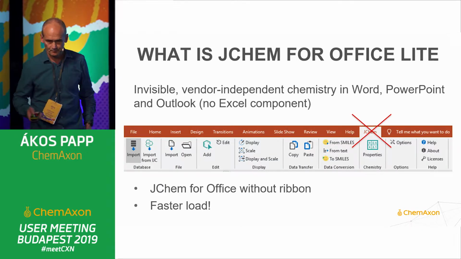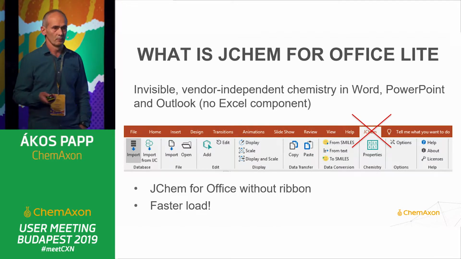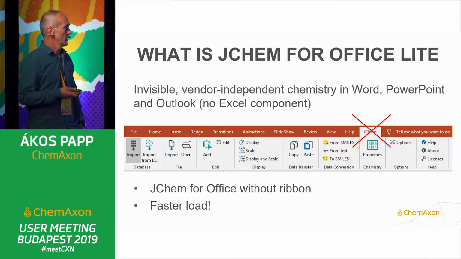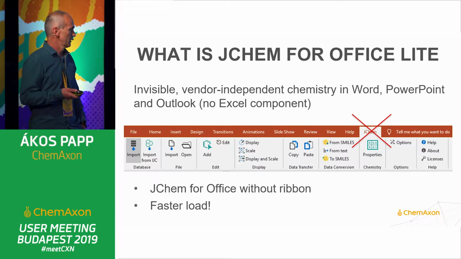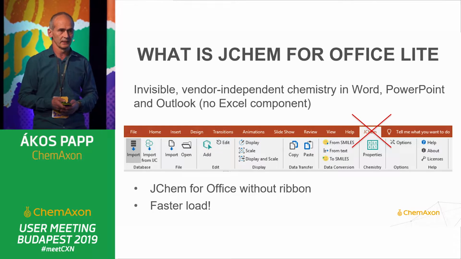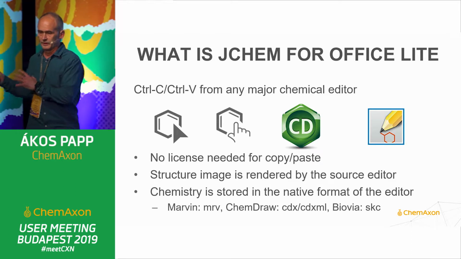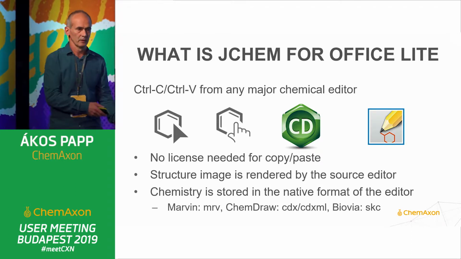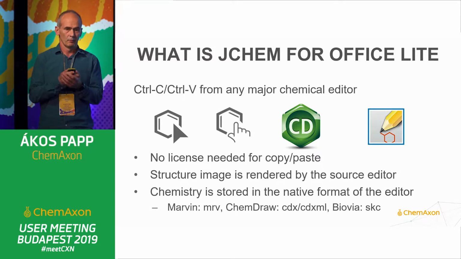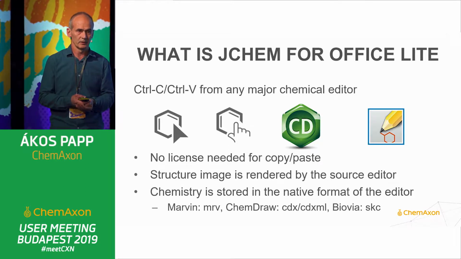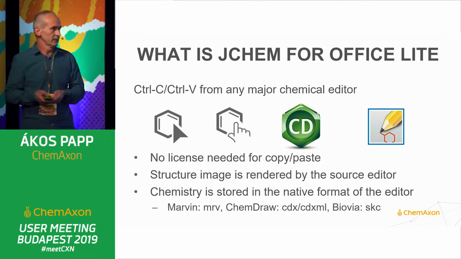So start with this. The concept is it's invisible, so there's no ribbon. Only in Word, PowerPoint, and Outlook, so no Excel component. And it's faster, and you don't see anything when you use it. The workflow we want to support is Control-C, Control-V to an Office document, and then with a double-click you can edit it. So for the paste itself, you will not need a license. It is free. The license is needed only when you start editing it.